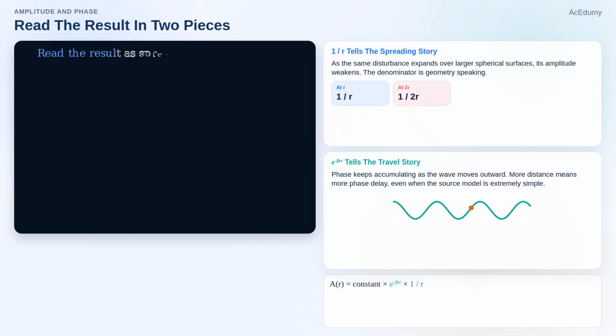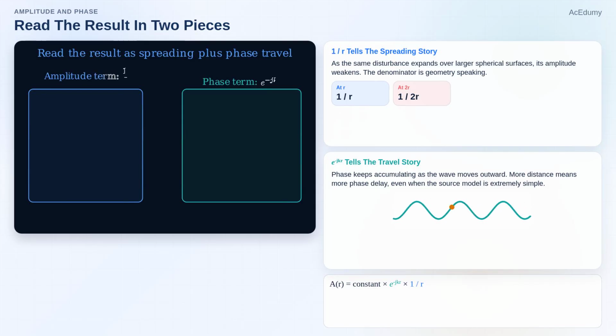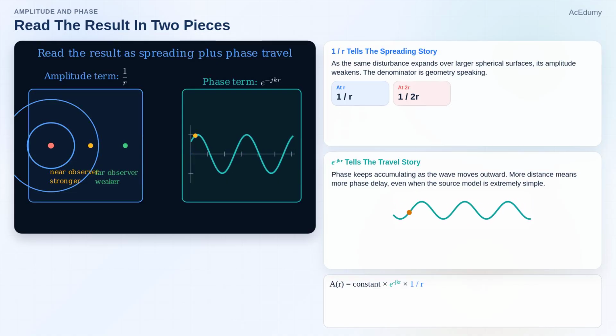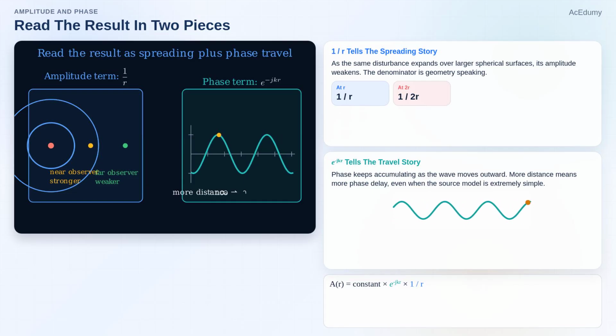Read the result in two parts. The 1 over r factor says the amplitude weakens with distance because the wave spreads over larger spherical surfaces. The exponential phase term says the disturbance is propagating outward and accumulating phase as distance increases. One factor tells the spreading story. The other tells the travel story.